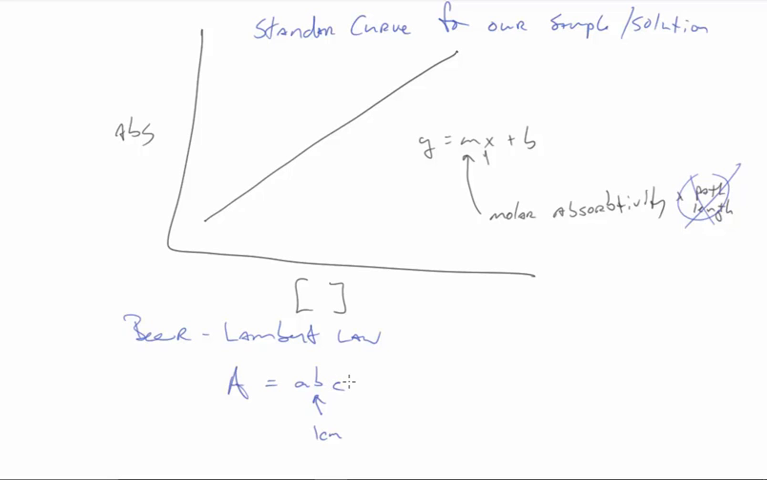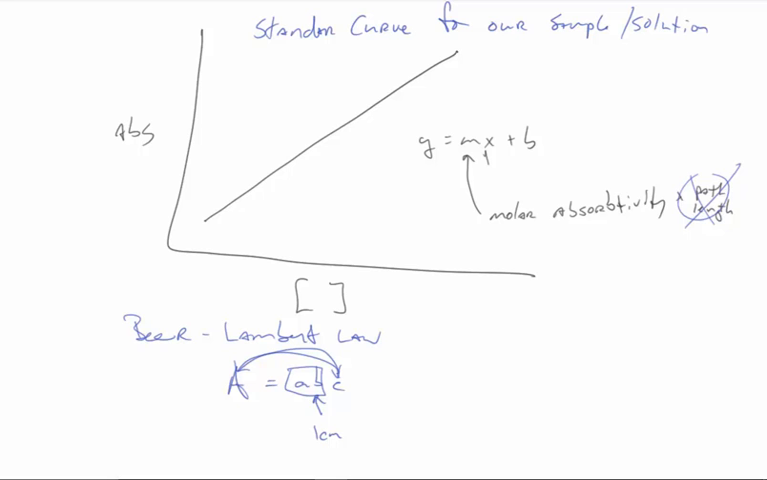And then for our c value, this is our concentration. Again, notice that absorbance and concentration are directly related. They're directly proportional. A high absorbance means I have a high concentration. A low absorbance means I have a low concentration, okay?